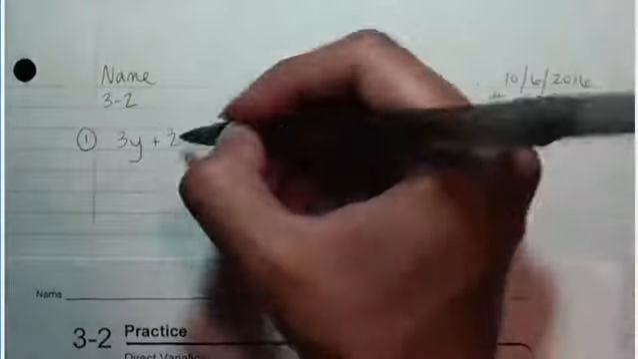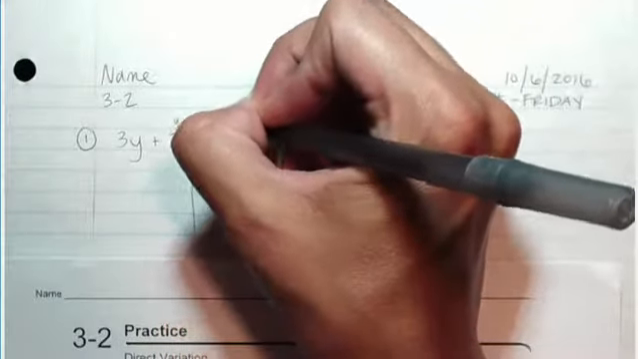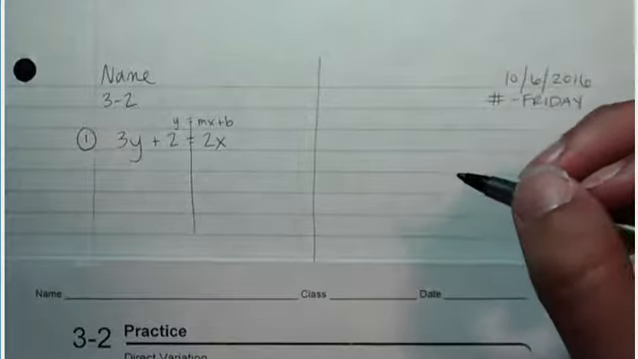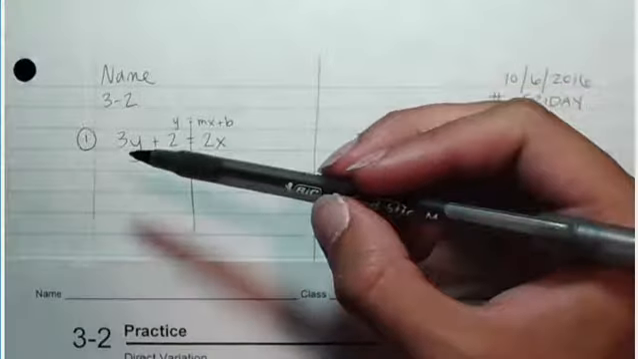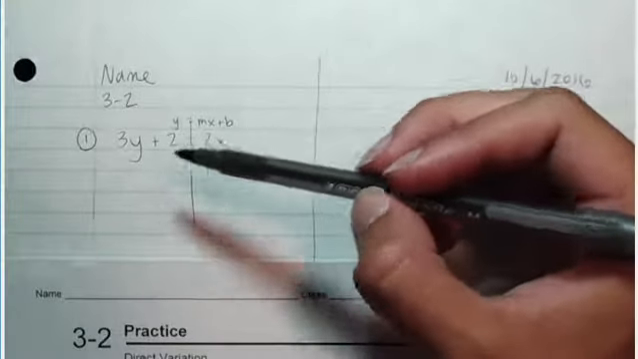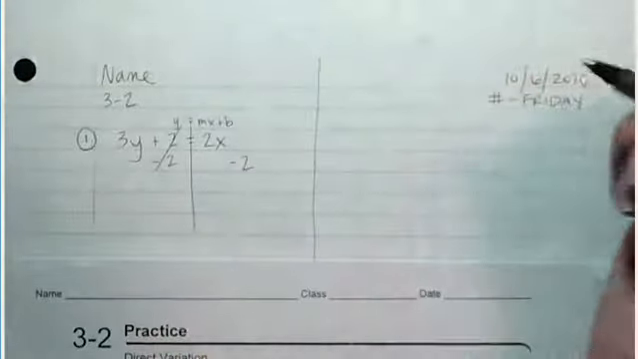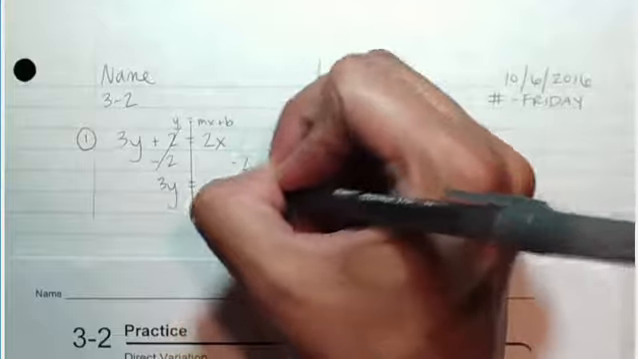Now again, I want to put this into slope-intercept form to determine if it goes through the origin or not. So I'm going to write y equals mx plus b at the top. And if you want to highlight that to make it stand out, that's fine. I need y by itself over here, so let's get rid of this plus 2. To get rid of the plus 2, I'm going to subtract 2 on both sides, which leaves me with 3y is equal to 2x minus 2. Again, you must show me your work for every problem.